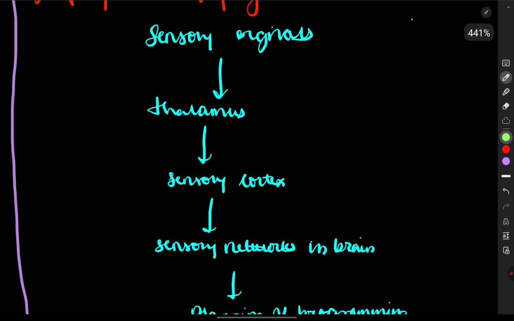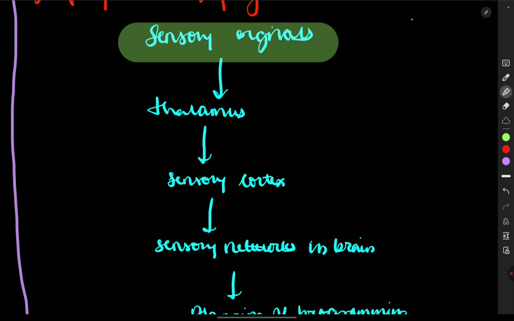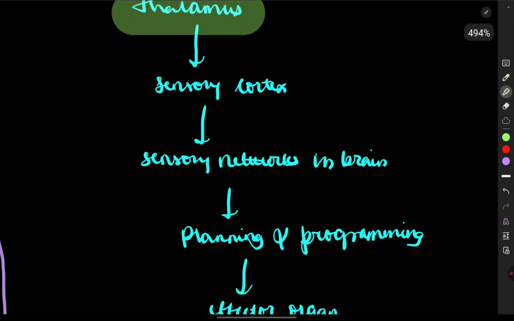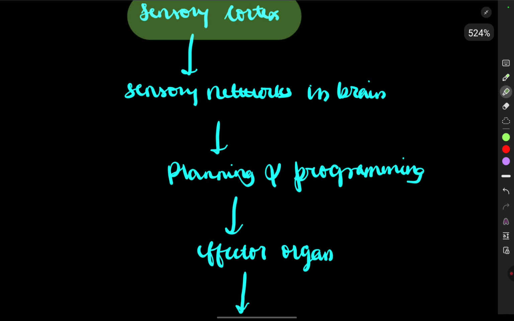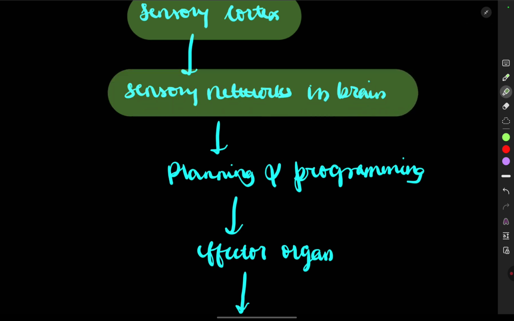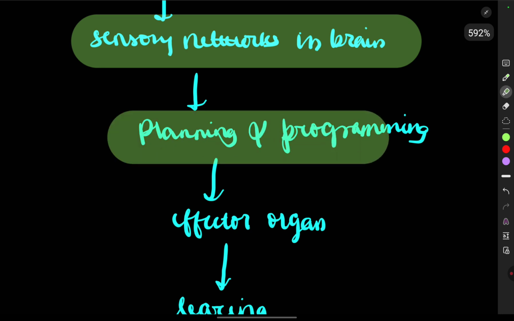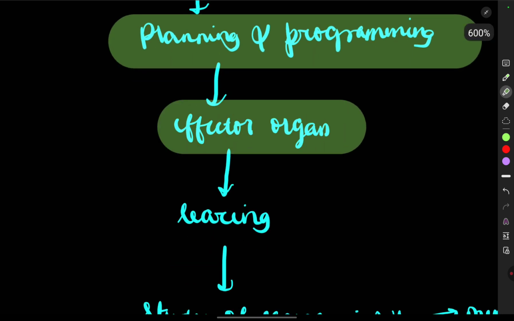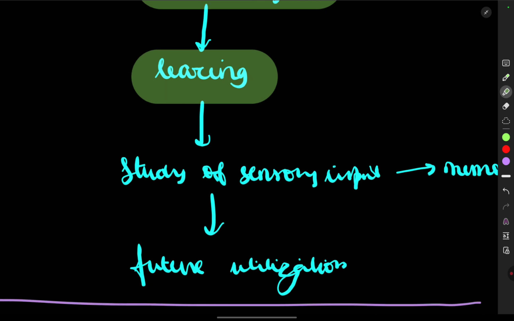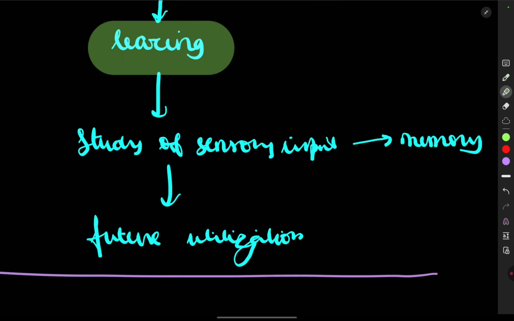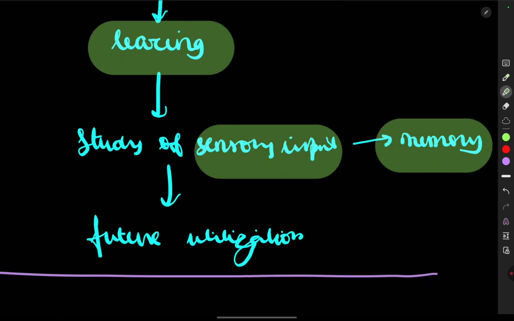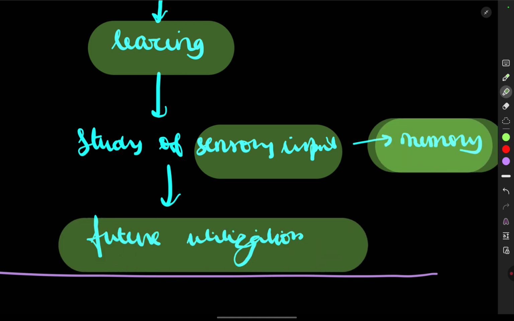The sensory signal originates, goes to the thalamus, then to the sensory cortex, from there to the neurons in the brain, then planning and programming, then to the effector organ, and then learning of that particular signal, the study of the sensory input that leads to remembrance. That we call memory, and then the future investigations as well.